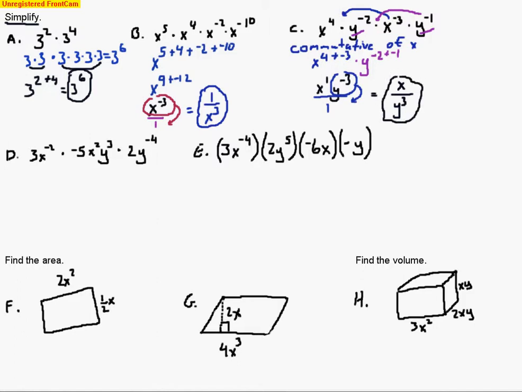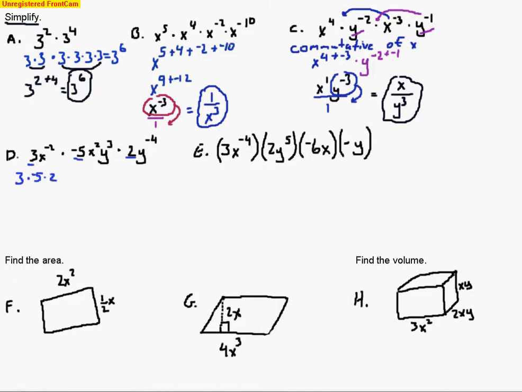A little bit more complicated problem is next. Letter D here. Now we have some coefficients in front of the x's in each of the terms. We're going to use that same commutative property of multiplication, since everything's being multiplied here. Let's take these coefficients, the numbers out in front of the variable, and bring them together and multiply them, because that's what's happening.